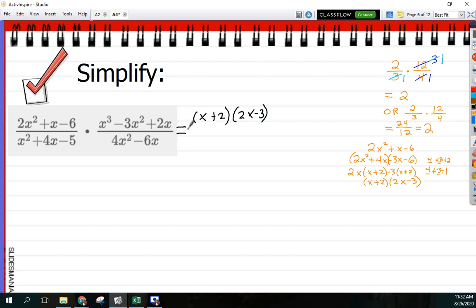Hopefully we also notice that our denominator on that first expression can also be factored. So I'm looking for two numbers that multiply together to give me negative 5, that add together to give me a positive 4. So my numbers are going to be 5 and negative 1.